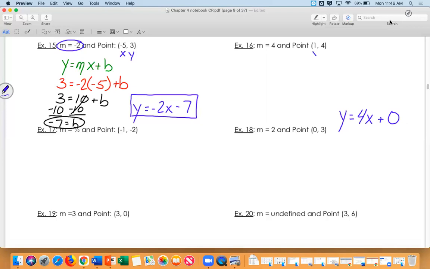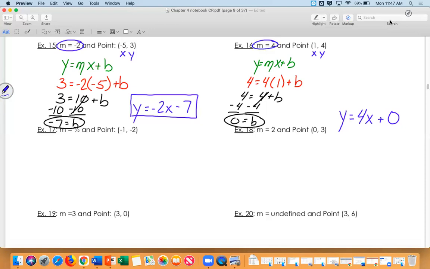So first step for me was to label, then to write y equals mx plus b, followed by substituting. So I got 4 equals 4 times 1 plus b. I think to myself, 4 times 1 is 4, so I'm solving now. How do I get rid of the plus 4? I subtract it. And I get b equals 0. So I have b, I have m, and I write the equation on my left.